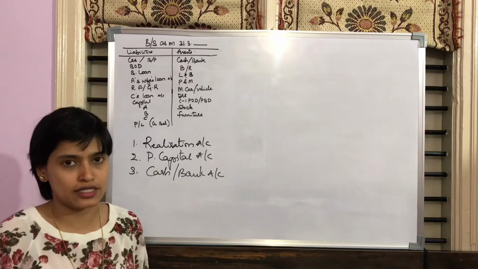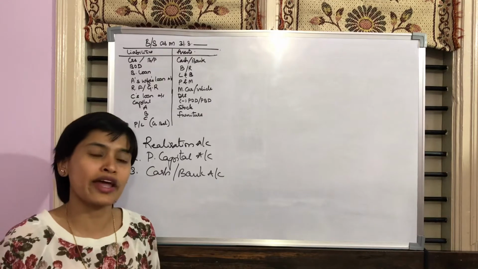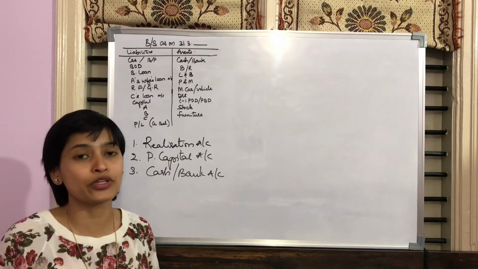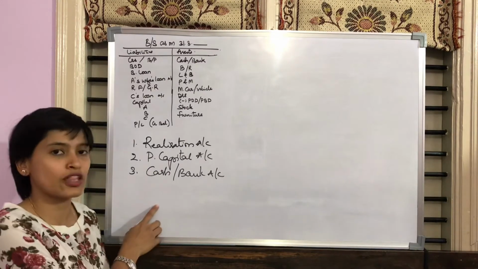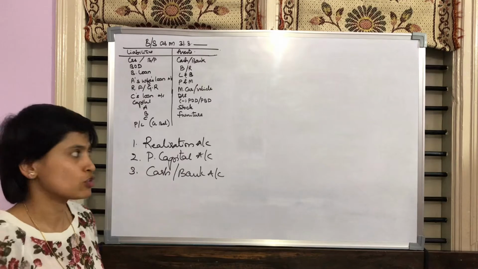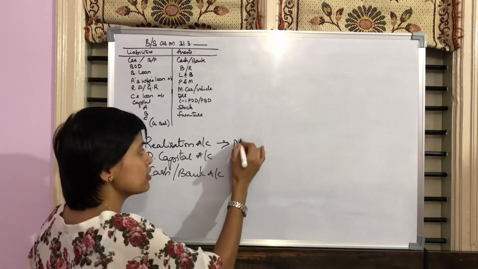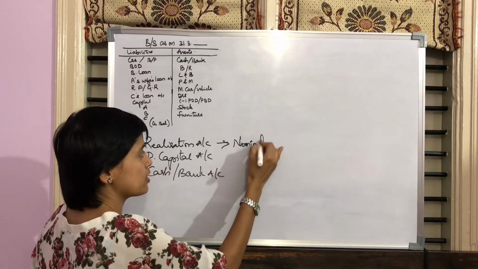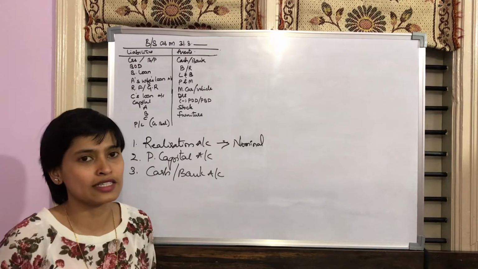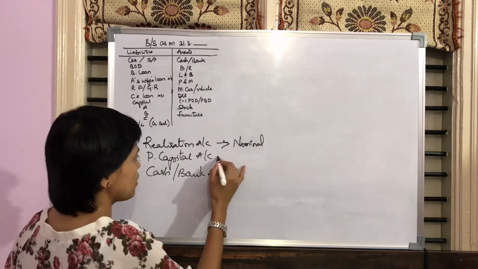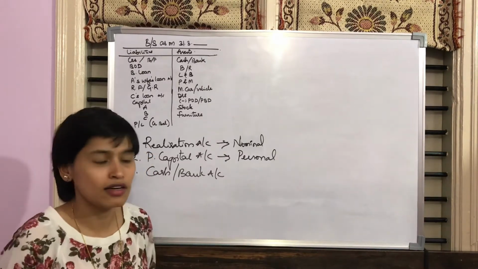The second account is partners capital account. Now we need to arrive at the final balance that we are going to pay to the partners, and this final settlement is done through cash or bank account. So for this, first and foremost, realization account is a nominal account. The rule of nominal account: debit all expenses and losses, credit all incomes and gains. The second one is personal account: debit the receiver, credit the giver.